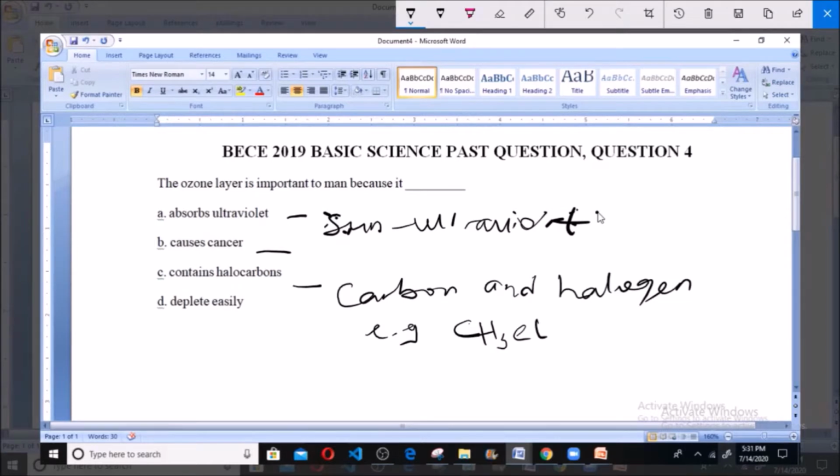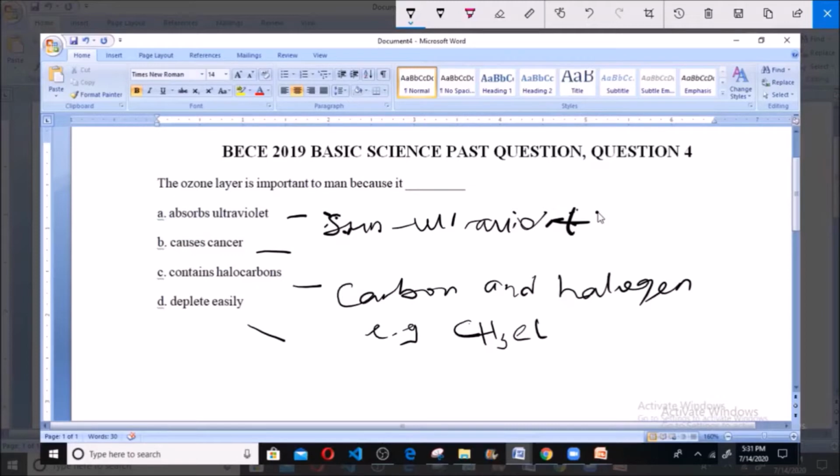Then depletes easily. The ozone layer, when depleted, is no longer important to humans, because when the ozone layer is depleted, what happens? These ultraviolet rays that are supposed to be absorbed get down to the human, and then cause havoc in the human skin, like cancer, tumors.